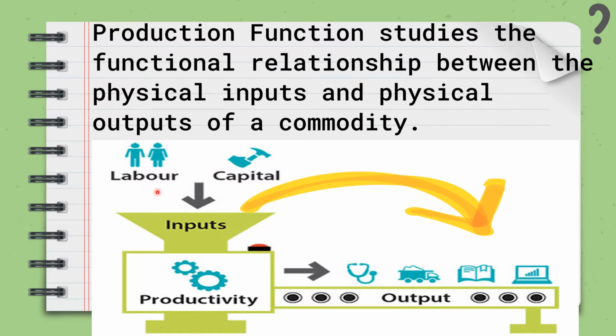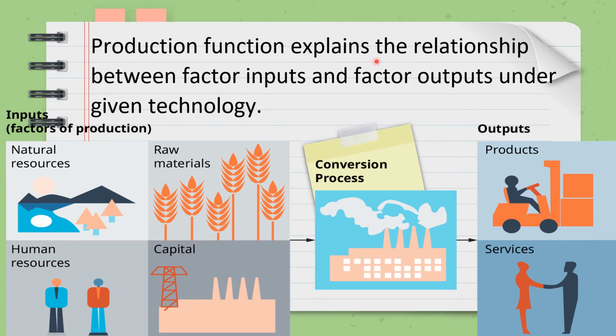As you can see, the inputs here are labor and capital. They are injected into the production process, and using the inputs, we can derive the desired output, whatever it may be that we are producing. So obviously, there is some kind of a relationship between output and input. A change in the input can bring about a change in the output. Production function explains the relationship between factor inputs and factor outputs under given technology.